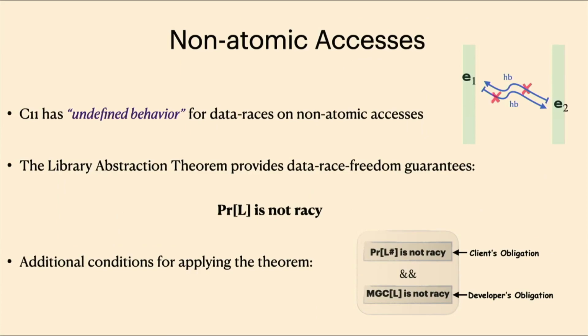Now, our library abstraction theorem also provides a data race freedom guarantee. So in C11, data races are undefined behavior, and the library abstraction theorem provides data race freedom guarantee. We can prove this, provided you fulfill some additional requirements. From the client, we require that he should also confirm this, and from the developer, if we can ensure that this is true, then in that case we show that this also holds. So this is part of our library abstraction theorem.